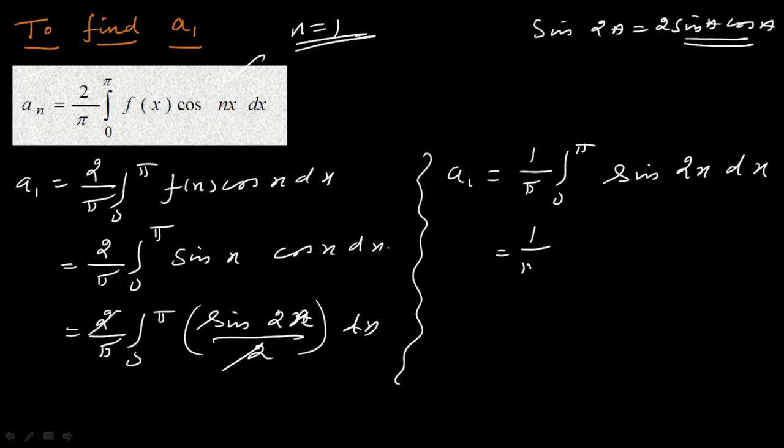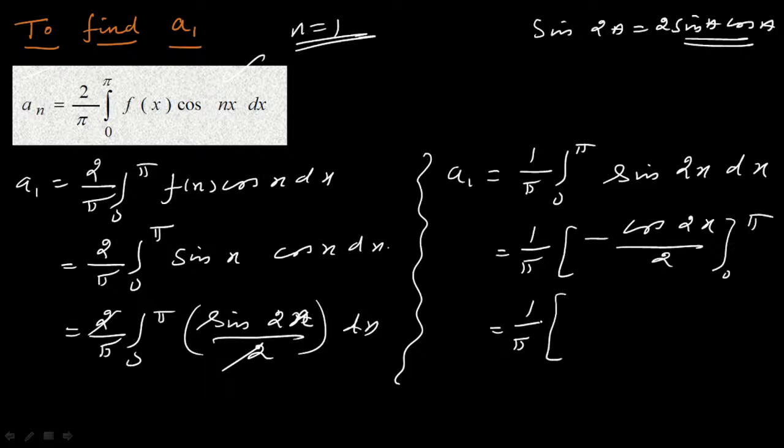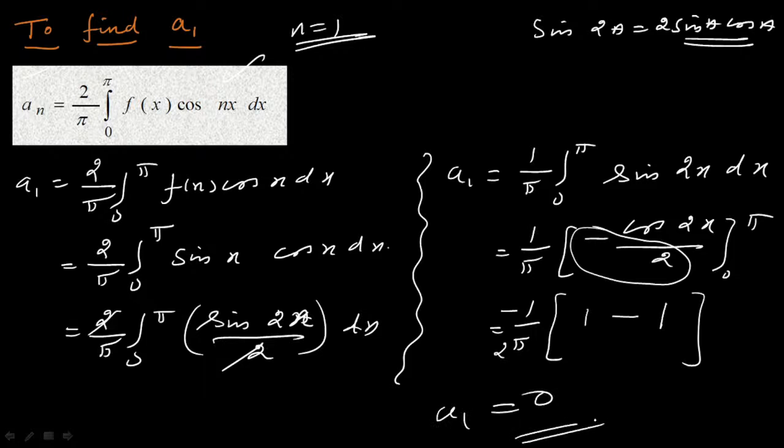That is equal to 1 by pi. Integrating sin 2x, we have minus of cos 2x divided by 2 with the limit from 0 to pi. So substituting upper limit minus lower limit as usual, what do you get? And also you have to take this minus to outside. So minus 1 by 2, you have to take it outside. So you have only cos 2x. Cos 2 pi value is 1, upper limit, minus, coming to the lower limit, cos 0. Cos 0 value is also 1. 1 minus 1, 0. The value of a1 is 0.